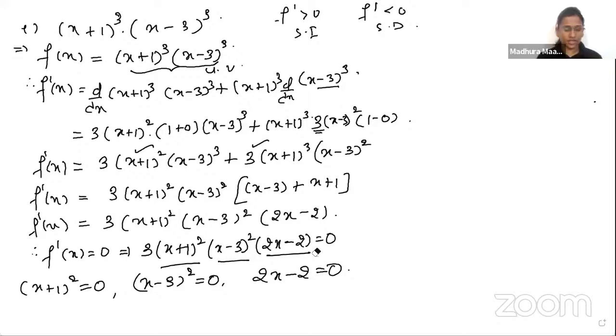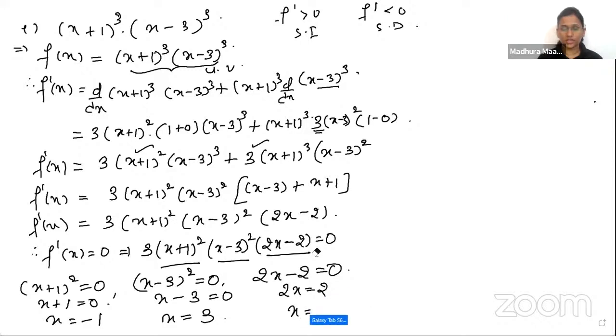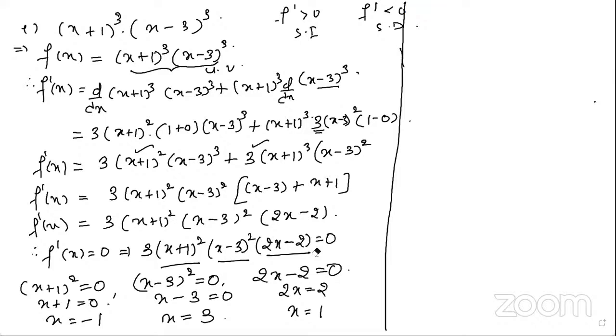Okay, solve this. If I take square root on both sides, what do I get here? x plus 1 equals to 0. Correct? So from here, x equals to minus 1. If I take square root on both sides again, it will be x minus 3 equals to 0. So from this we get x equals to 3. Now here we get 2x equals to 2, so x equals 1. So what are your critical points, or in general what are the values of x? x is either minus 1 or 3 or 1. Tell me how many critical points you got? 3 critical points you got.